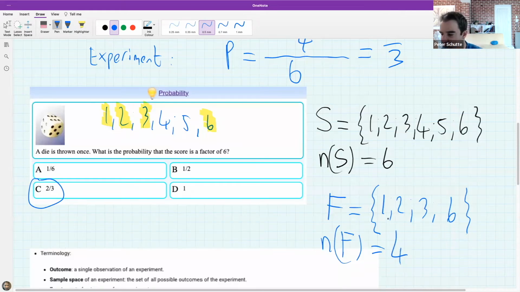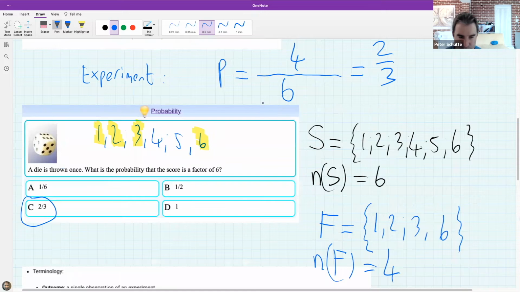And so that's where the 4 and the 6 actually come from, in the sense that you count how many items are favorable for the question. There were 4, and you count how many items there were in total, and then you can do that calculation.